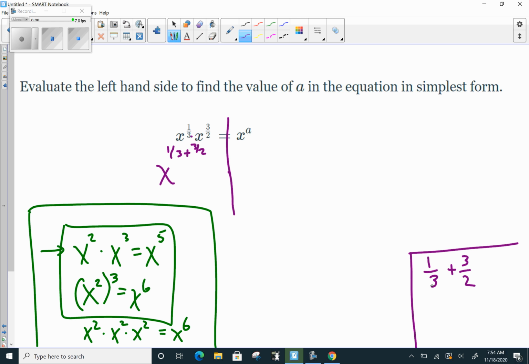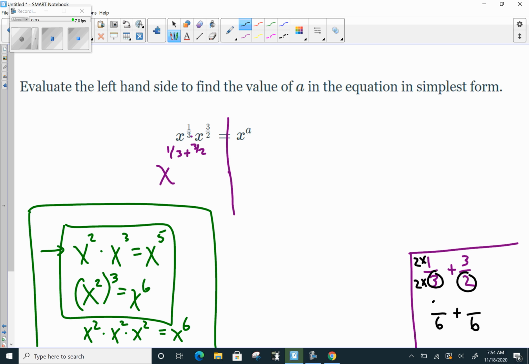So 1/3 plus 3/2, and a lot of us hate fractions. It's okay. What you do is you look for the least common multiple. So the multiples of 3: 3, 6, 9, 12, and so on. Multiples of 2: 2, 4, 6, and so on. The smallest one in both is 6. So we're going to take the 6 and put it on the bottom. That's our LCM. To get the 3 to be a 6, you multiply it by 2. Whatever you do to the bottom, you do to the top.